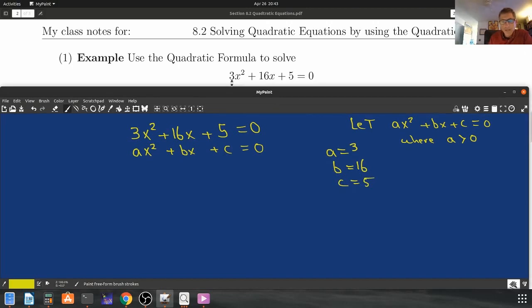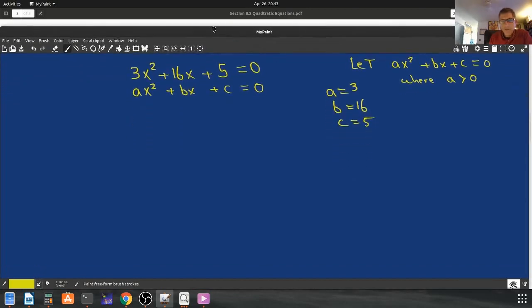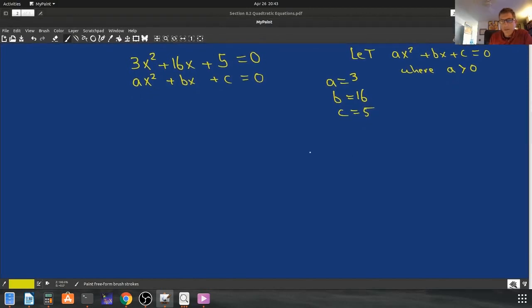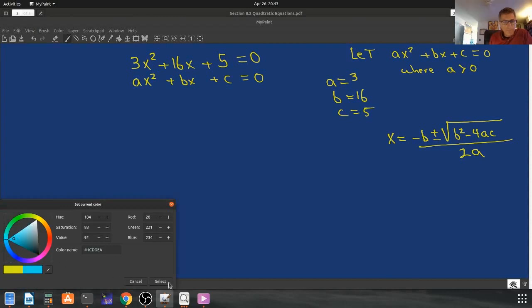So when we were completing the square, all we cared about was the b term, but now literally we care about everything. So now I want to use the quadratic formula. The quadratic formula says x is equal to minus b plus or minus the square root of b squared minus 4 times ac, all of it over 2a. So literally all I'm going to do is fill in values of the formula.